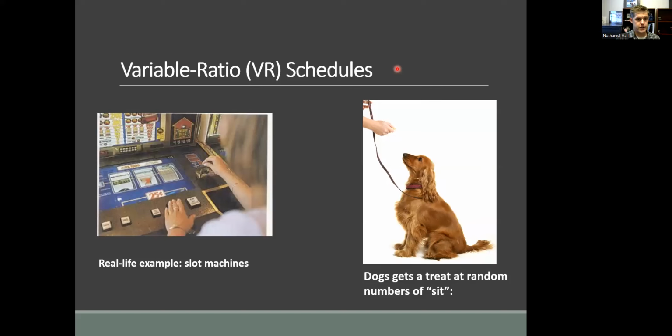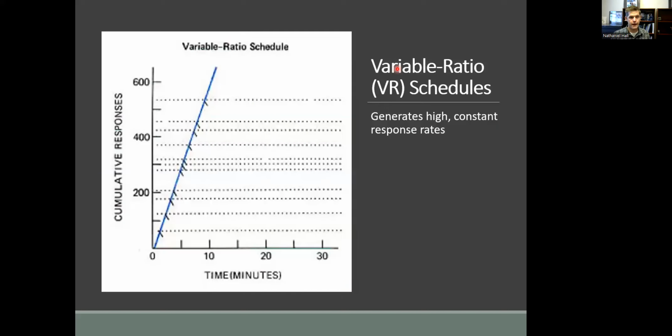So also within the ratio schedule family are going to be our variable ratio schedules. This could be quite similar to our fixed ratio of 3 or a fixed ratio of whatever the number happens to be. But instead of it always being the exact number of responses, it's going to be a variable number of responses, sometimes 2, sometimes 1, sometimes 10, sometimes 12. And this produces a different pattern of responses.